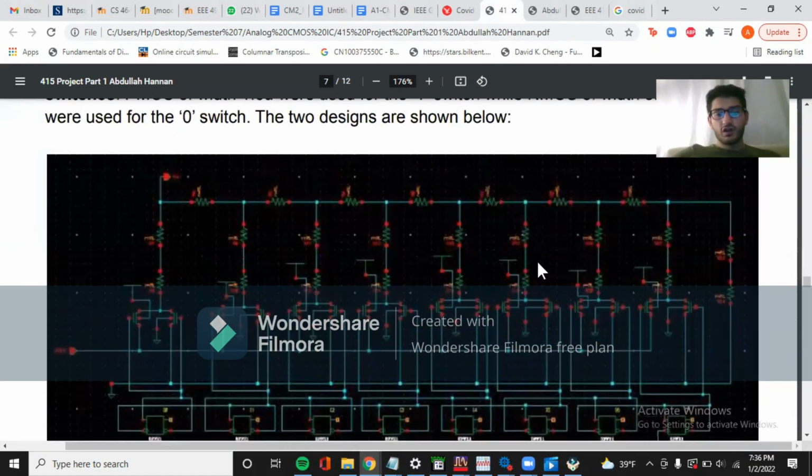This is the topology for the R2R ladder. The resistors used were of 100 mega ohms, and the transistors were used as switches. PMOS was used to switch for VREF, and the NMOS was used to ground or short the branch. The size of the PMOS is 1.6 micrometers, and the size of the NMOS is 0.8 micrometers.